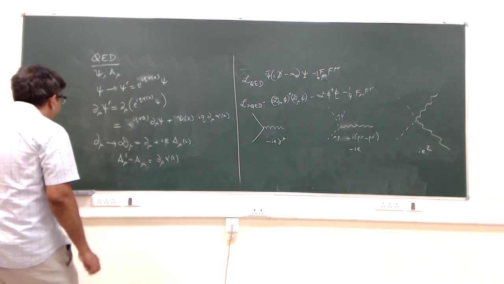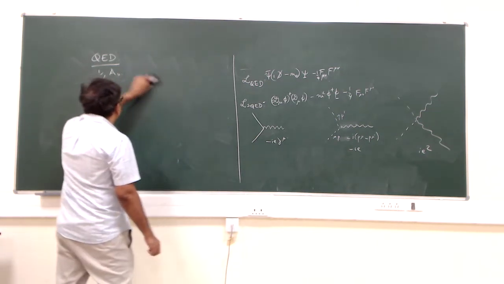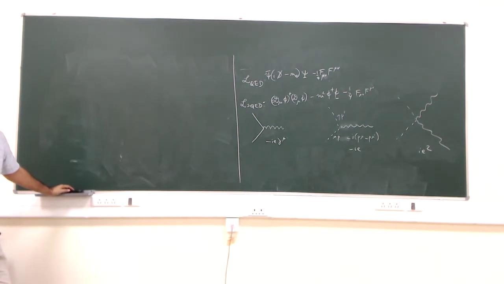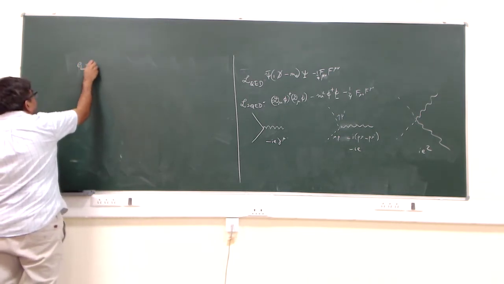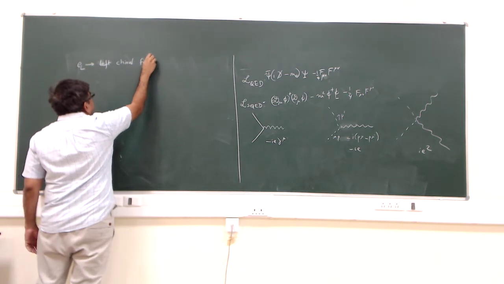Now, how do you supersymmetrize this? First, let's do the particle counting. Electron has how many degrees of freedom? A Dirac electron has 4 degrees of freedom, one left and one right, and corresponding antiparticles. So how many chiral superfields are needed? One for the left field, one for the right field. You always remember how many chiral fields your multiplet is made of. So you introduce one E_L corresponding to the left chiral field, and E_R.